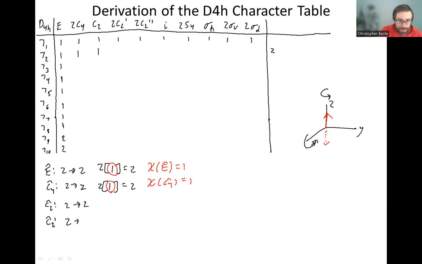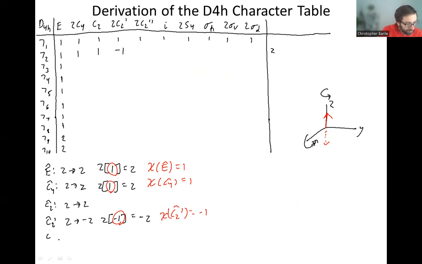And so that's going to take z into the negative of itself, and this gets us a different answer here. There's going to be a 1 by 1 matrix, but the value now is -1 to take z into negative z. So the chi of the C2 prime operation is -1, and that's going to give us a -1 here.